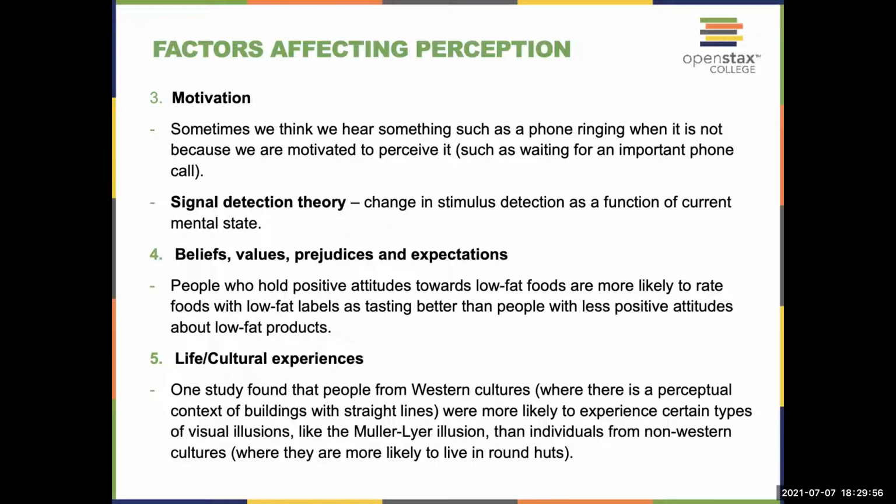And it's interesting how our own beliefs can alter our perception of what we are experiencing. And then, of course, there's the life and cultural experiences, right? The example cited here is that there was one study that found that people from Western cultures, where there is perceptual context of buildings with straight lines, were more likely to experience certain types of illusions, such as the Mueller-Lyer illusion, which will be addressed in a couple more slides. You'll see that. They were more likely than individuals from non-Western cultures, where they are more likely to see or live in rounded huts, right? So not as many straight lines there, which is kind of interesting.